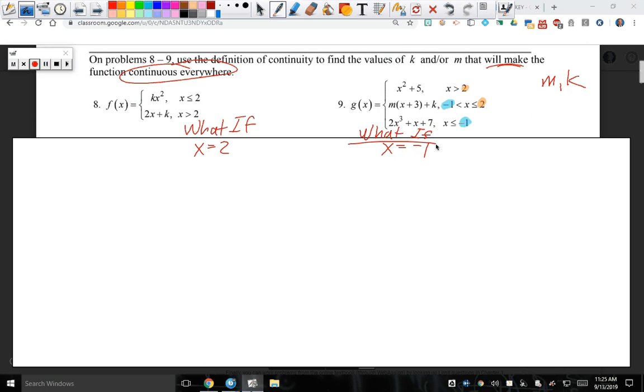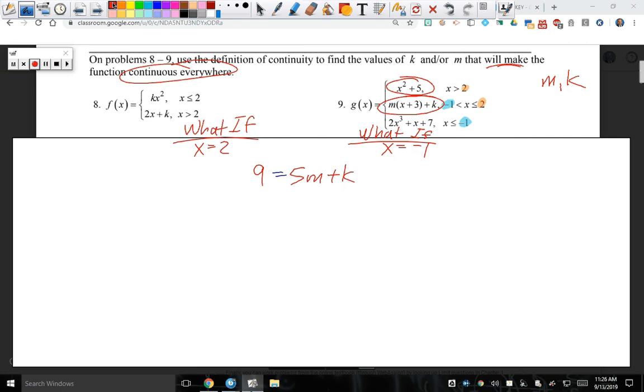Here we go. If x is equal to 2, what would this equal? 9. If x is equal to 2, what would this equal? 5m plus k. And what are we saying that the relationship between these two answers will be? They will be equal. Remember, those are the 2 one-sided limits. The limit must exist.